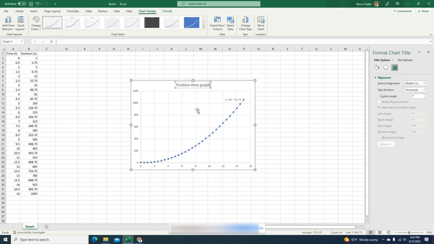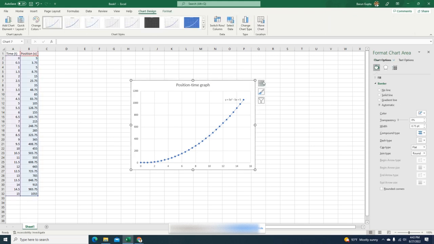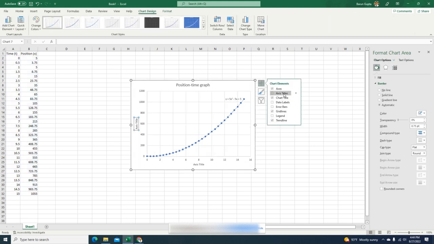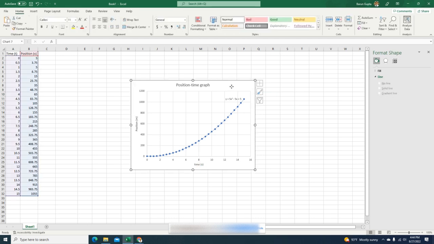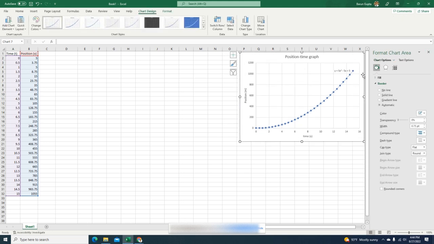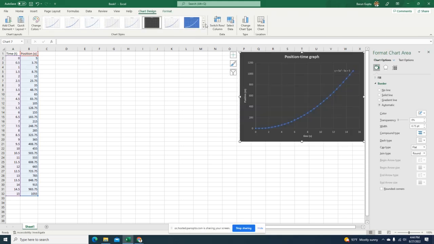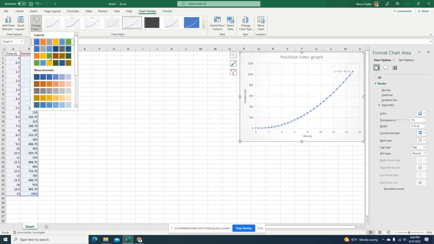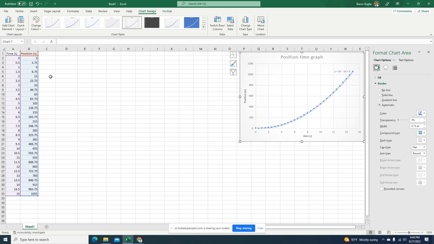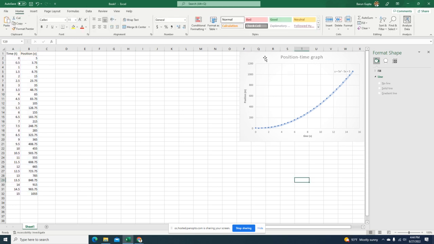This is my position time graph, and go to the plus sign and go to the axis title, and here this is my position. The position is in meters, so write down the unit as well, and this is my time, and the time is in seconds. Okay, so this is my position time graph, and you can select any colors here, whatever you like. Okay, so let's select this one now.